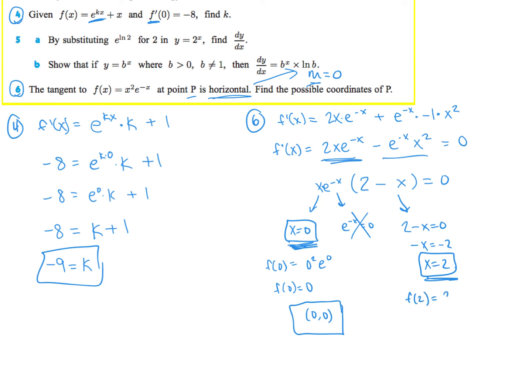And then I'm going to plug in 2. So I have 4 times e to the negative 2. So my point is 2, 4 over e squared. Okay, so those are the 2 points where I have a horizontal tangent.